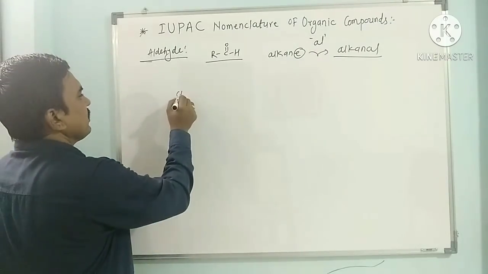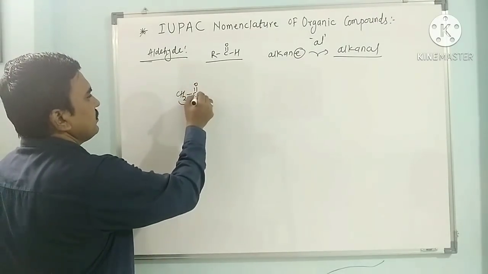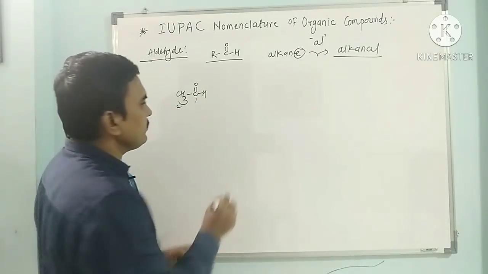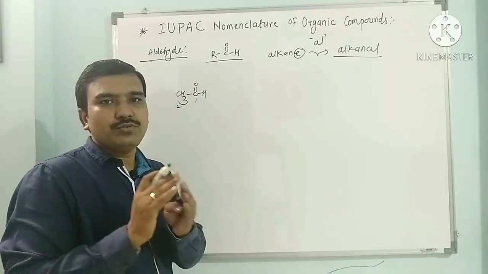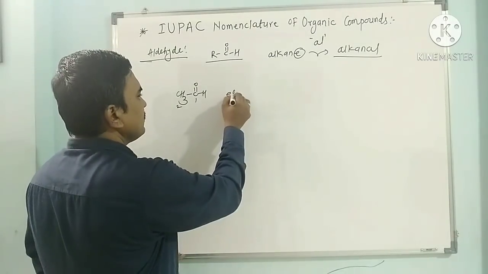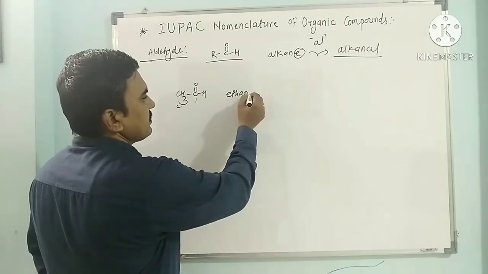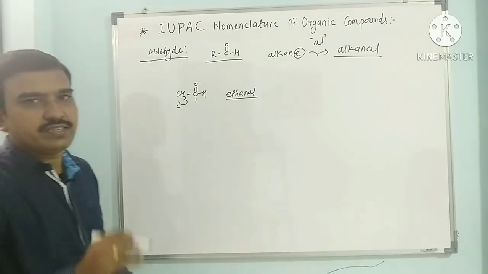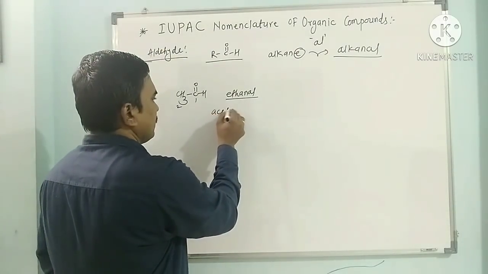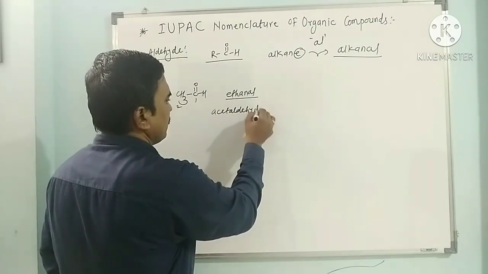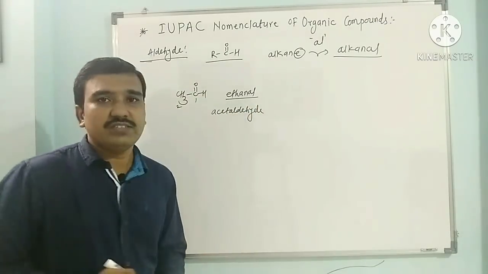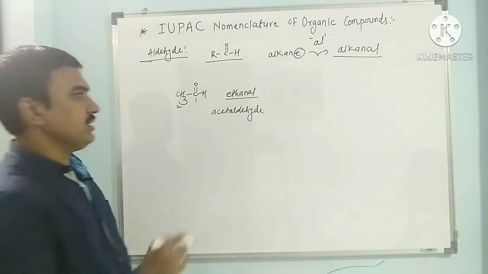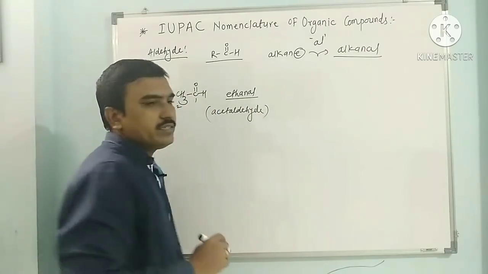For example, CH3 C double bond OH. How many carbons here? 2 carbons are present, so it belongs to ethane. The last E is replaced with AL, so it is ethanal. Commonly it is known as acetaldehyde. 2 carbons are there, acetaldehyde, while its IUPAC name is ethanal.